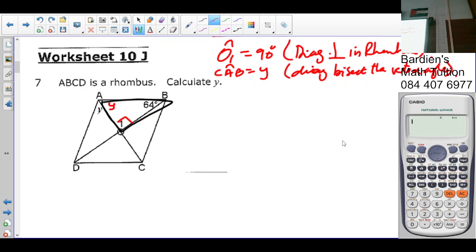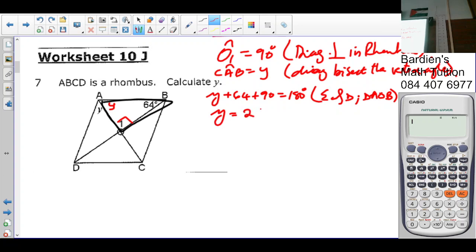Sum of angles in a triangle. So y plus 64 plus 90 equals 180. In this triangle AOB, the angle y is equal to 180 minus 90 is 90, minus 64 is 26.